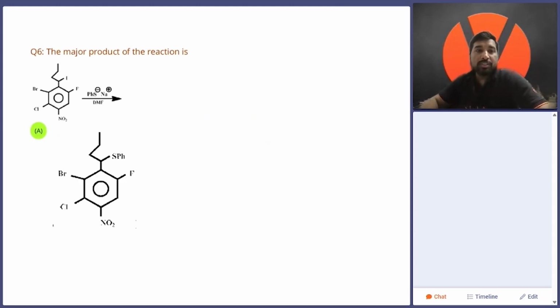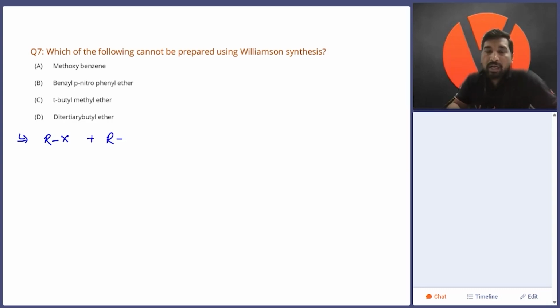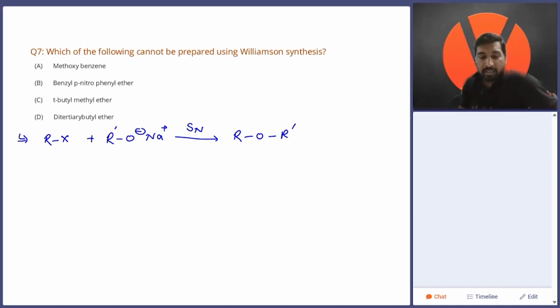So come to the next question. This is question number 6. Now we will talk about question number 7. Which of the following cannot be prepared using Williamson synthesis? So first we will talk about what the Williamson synthesis is. If RCl, or we can say RX, reacts with R'O minus Na plus, it forms ROR' with the help of SN reaction, nucleophilic substitution. Either it can be SN1 or SN2.